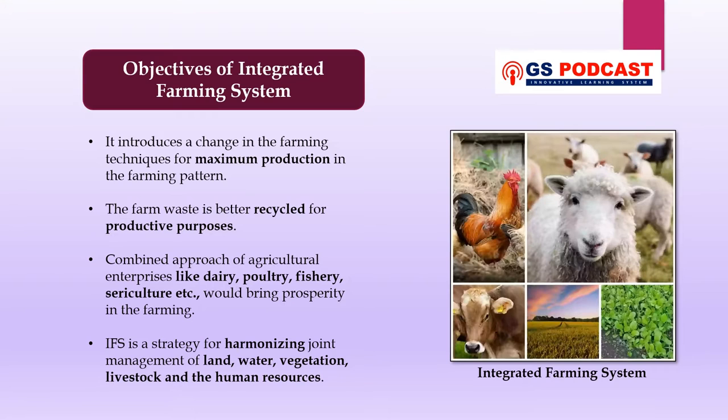Further, a combined approach of agricultural enterprises like dairy, poultry, fishery, sericulture, etc., which are suited to the given agroclimatic conditions and socio-economic status of the farmers, would bring prosperity in the farming community. So, the integrated system is a well-accepted strategy for harmonizing joint management of land, water, vegetation, livestock, and human resources. And if it is implemented well, it can lead to a quantum jump in sustainable productivity and ensure better livelihood security to the people.